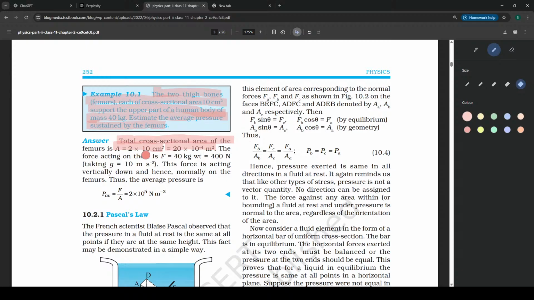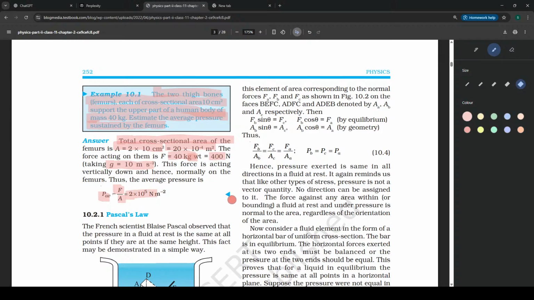The force acting on the femurs is 40 kg weight or 400 newton, taking g equal to 10 meter per second square. The force is acting vertically down and hence normally on the femurs. Thus the average pressure P_av is equal to F by A. If we take the value of F, which is equal to 400, and area, which is equal to 20 into 10 power minus 4, we will get the final value to be around 2 into 10 power 5 Newton per meter square.